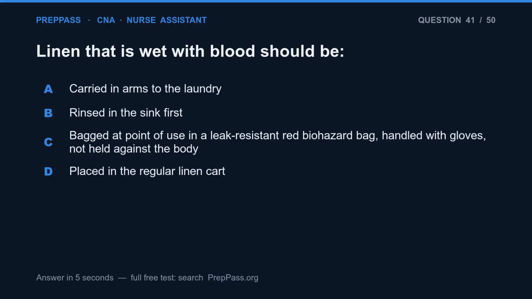Question 41. Linen that is wet with blood should be A. Carried in arms to the laundry. B. Rinsed in the sink first. C. Bagged at point of use in a leak-resistant red biohazard bag, handled with gloves, not held against the body. D. Placed in the regular linen cart.